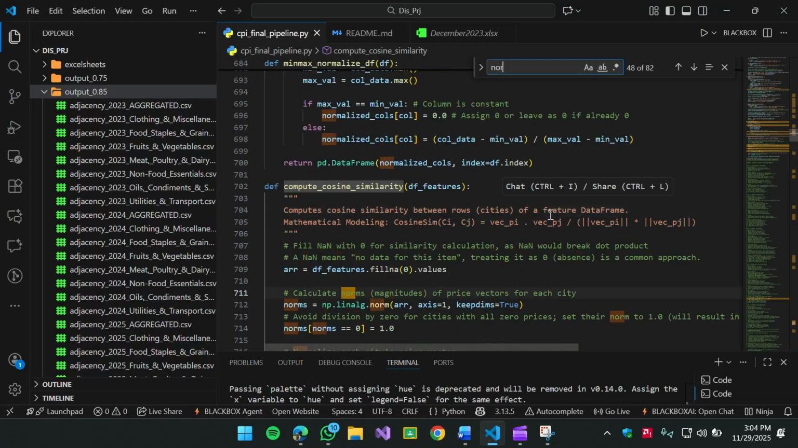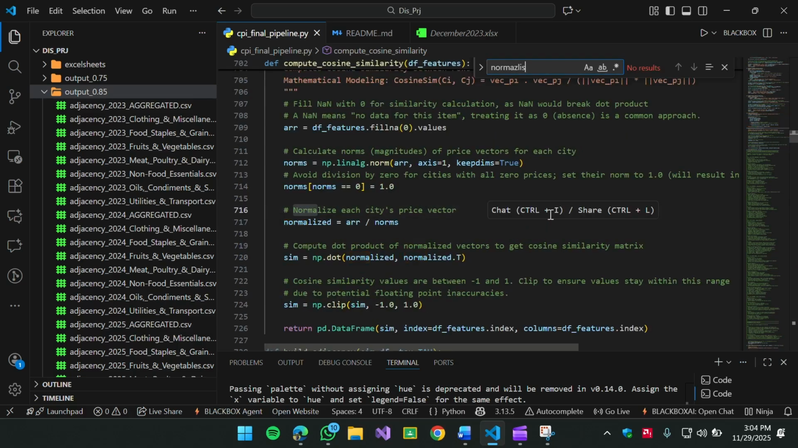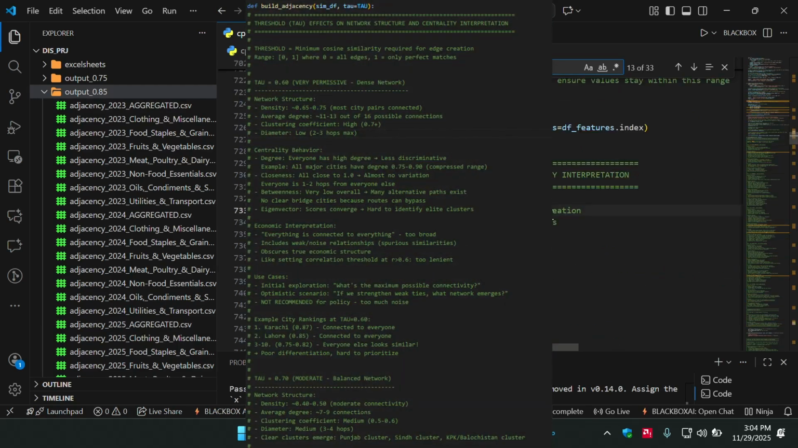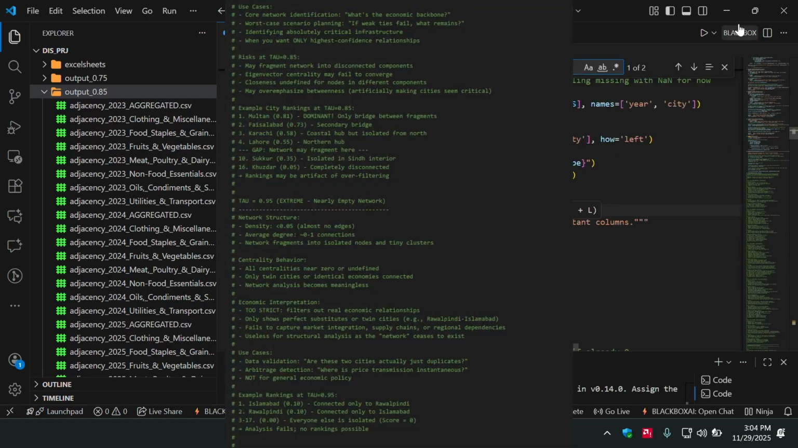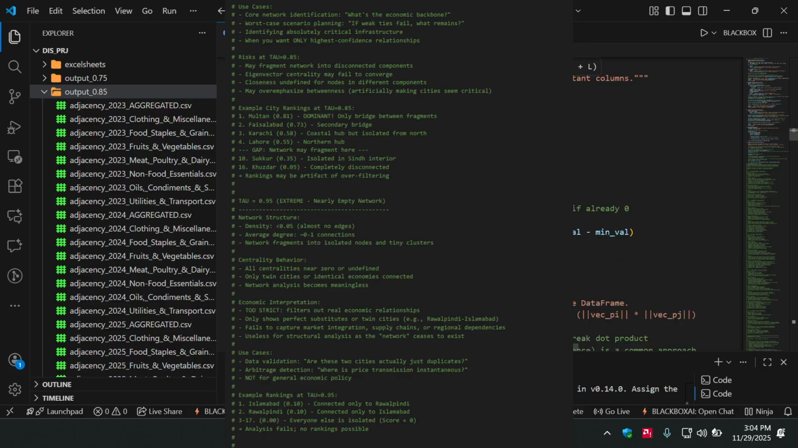We build a function named build adjacency, which is mentioned in the code as follows. Here we define our relationship and use a similarity threshold, which was initially very low.